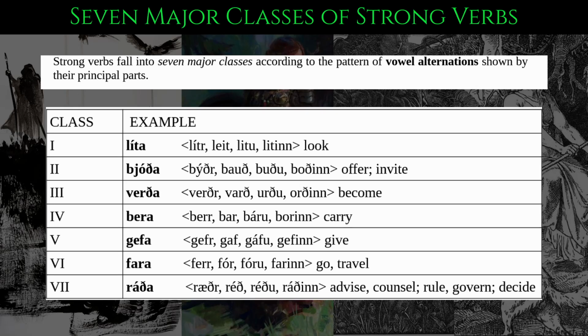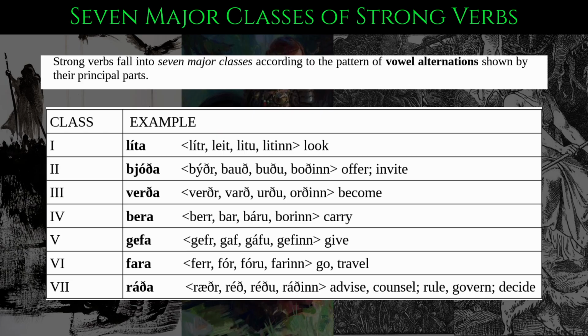So, in today's lesson, we will be talking about the 7 major classes of strong verbs. Now, strong verbs fall into 7 major classes according to the pattern of vowel alternations shown by their principal parts. So, beginning with class 1, for example, lita. Here we have litre, leit, lito, litin. Lita itself means to look.